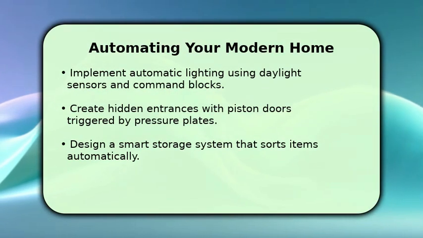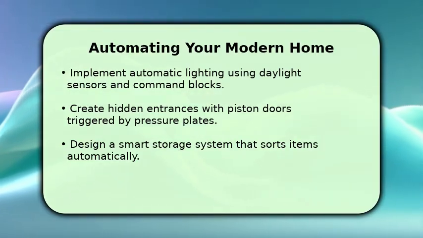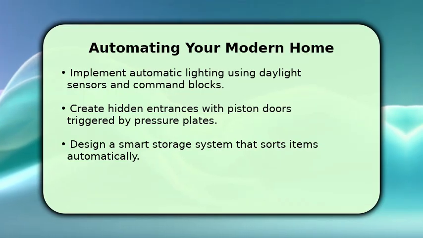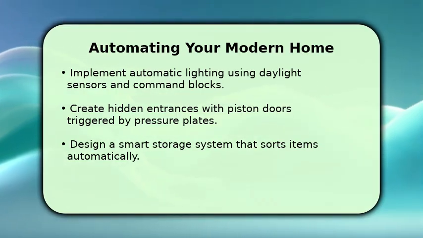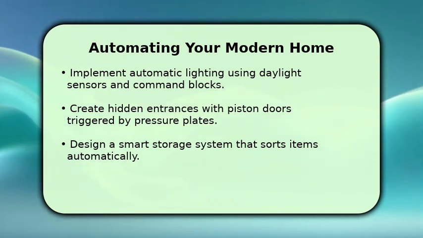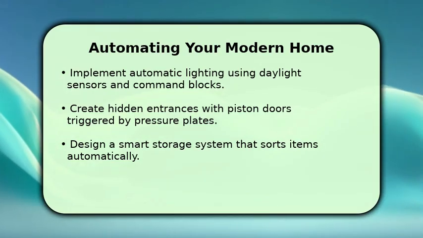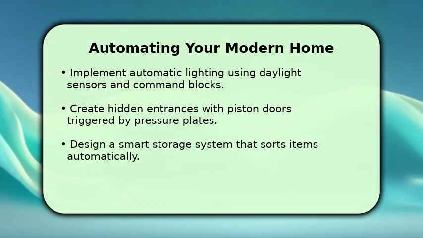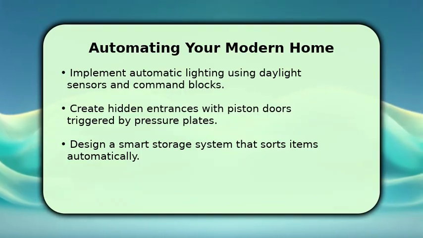Now, let's explore some advanced automation for your modern home. Imagine automatic lights that turn on at night using a daylight sensor connected to a command block. You can also build hidden piston doors that open with a pressure plate, adding a secret touch to your design. For even more sophistication, consider a smart storage system that sorts items into designated chests. These features elevate your build from a simple house to a truly interactive and modern dwelling.